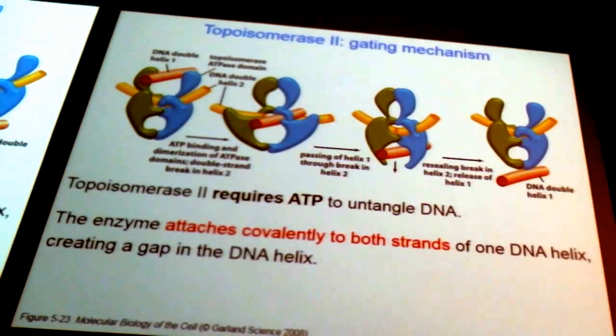It covalently attaches to both strands. Remember, topoisomerase 1 attached to only one strand and swiveled the other strand. But this one covalently attaches to both because it has to hold on to the two strands until the red helix gets across.